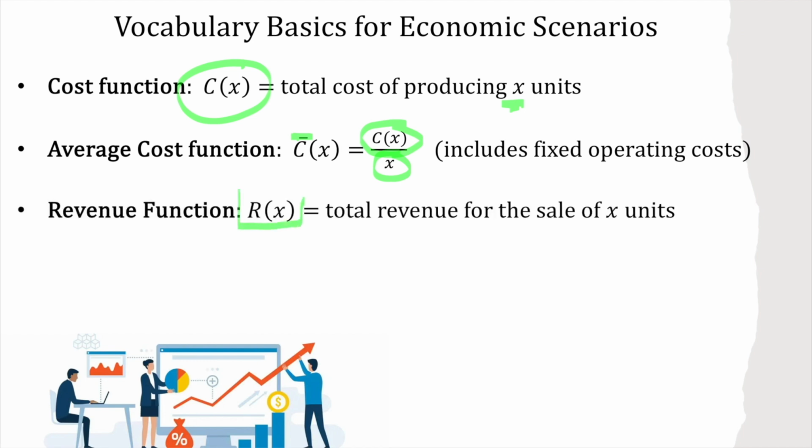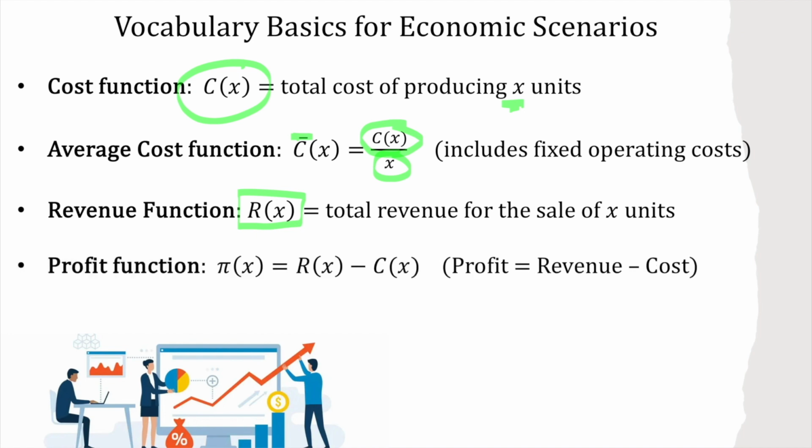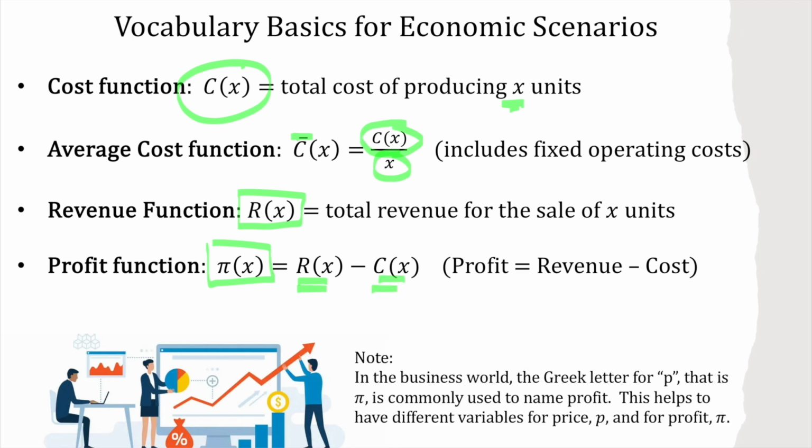Revenue function is R of X. That's the total revenue for a sale of X units. And then the profit function is pi of X, which is the revenue function minus the cost function. Now, why pi of X? Because that helps them in the business world not to get P, profit, confused with P, price. So they use pi instead of P.